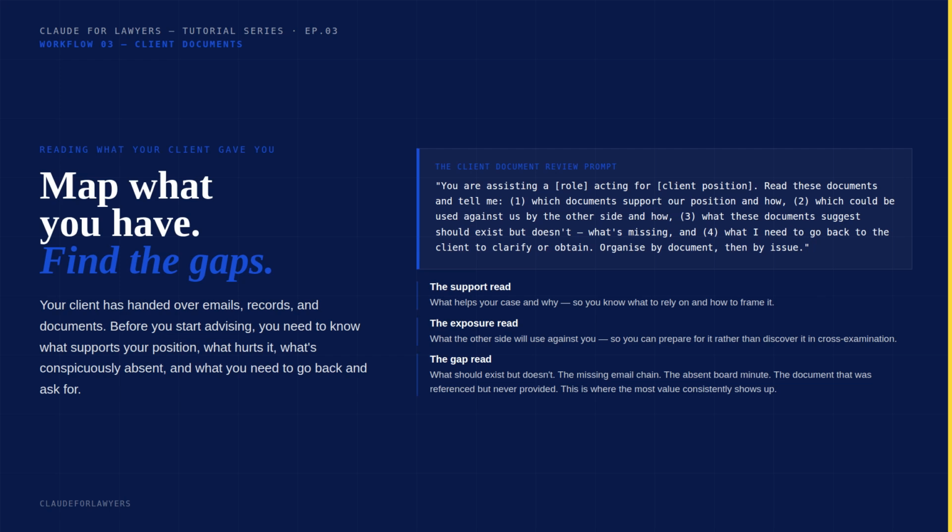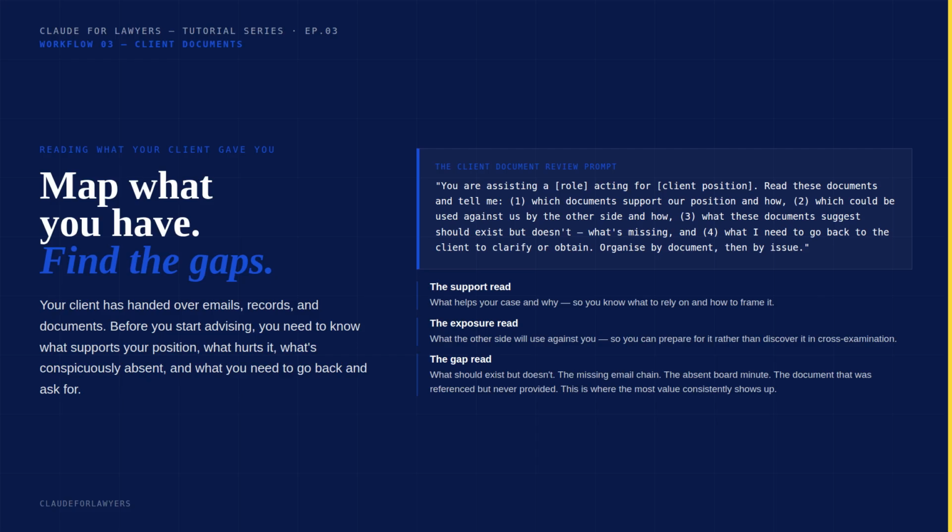Three reads in that prompt. The support read. What helps your case and why? The exposure read. What the other side will use against you so you can prepare for it rather than discover it in cross-examination. And the gap read. What should exist but doesn't. The gap read is where this workflow consistently produces the most value.